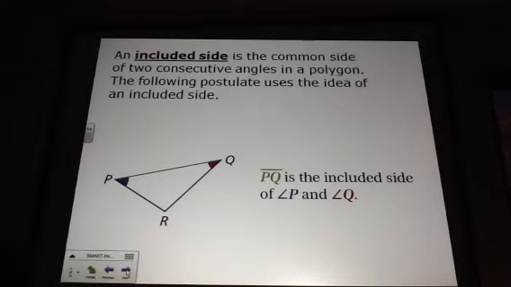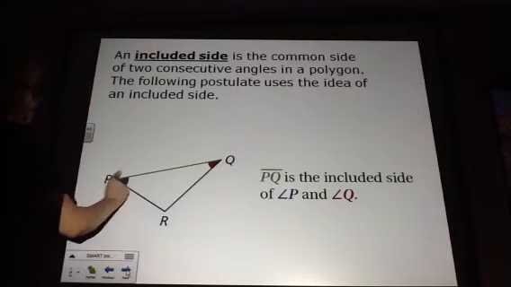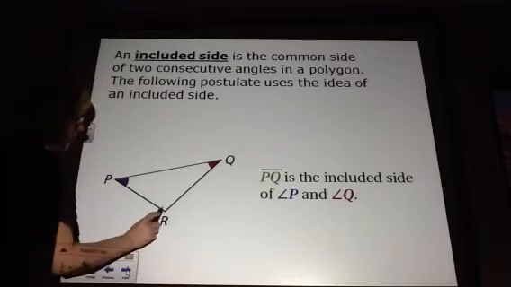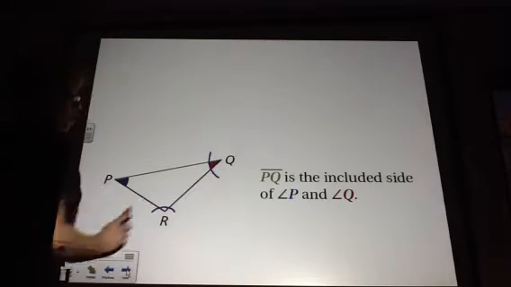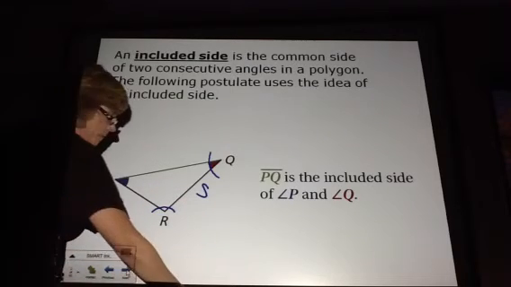The included side is the common side of two consecutive angles in a polygon. Okay, so if we have angle P and angle Q, the included side is the side that they share, which is side or segment PQ. So if we were going to use angle R and angle Q, what would be the included side? This side right here.